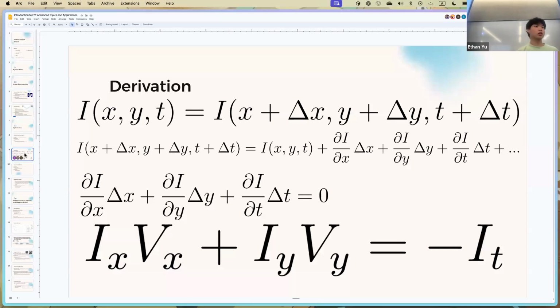Why did they add to zero? The first equation tells you that I of x, y, t has to equal the approximation, because I use the first order Taylor series approximation. Okay.